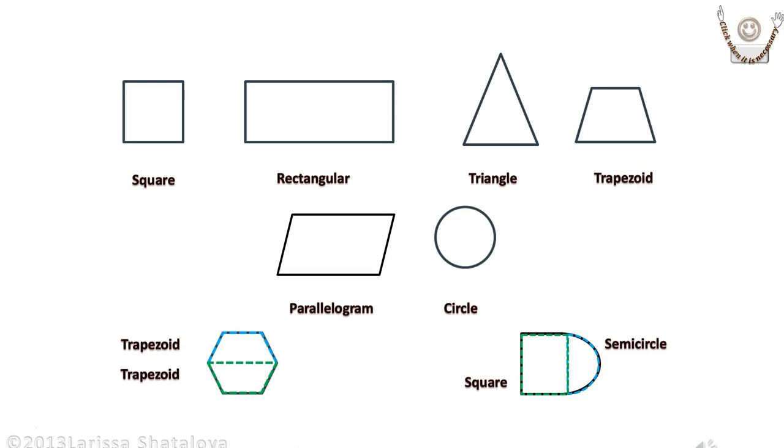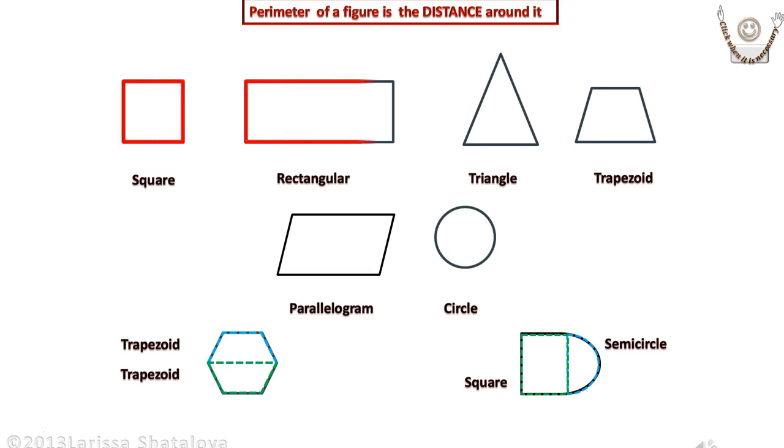Perimeter of the figure is the distance around it, total distance around it. So here is square, or rectangle, or triangle, or trapezoid, or parallelogram, or circle, or these two figures. It doesn't matter the shape of the figure. What is important is the total distance around.